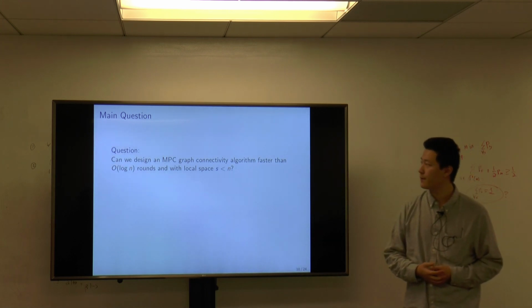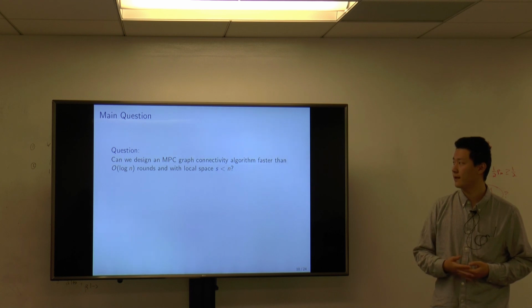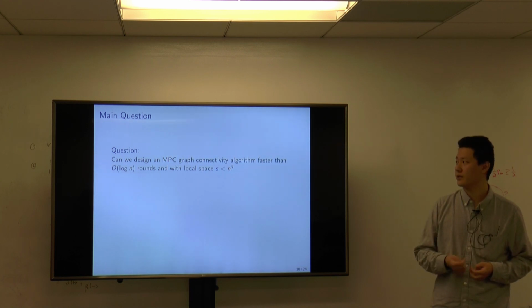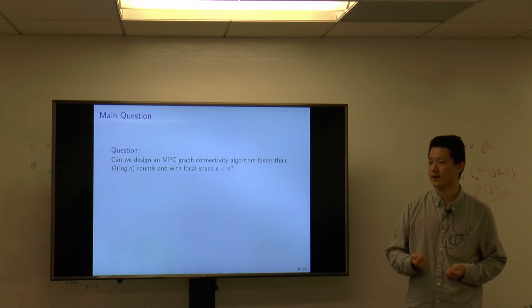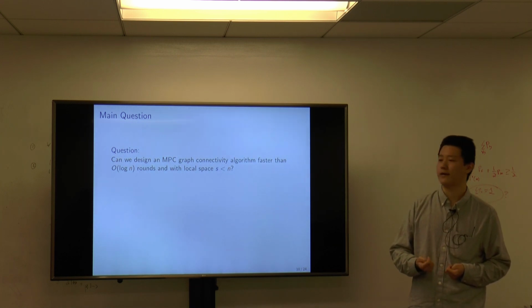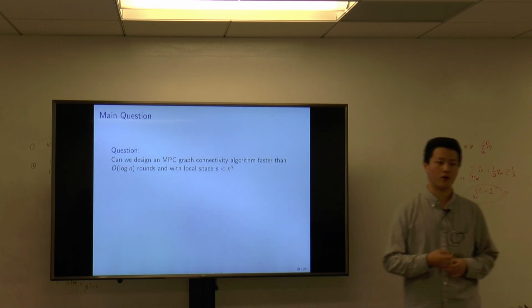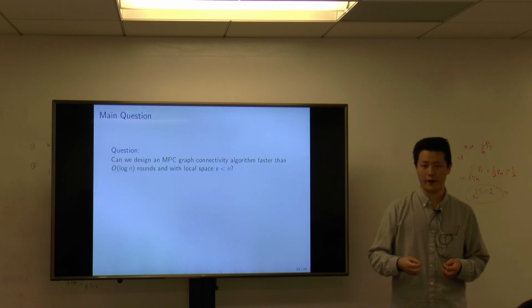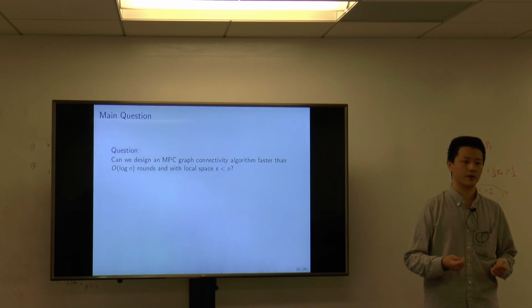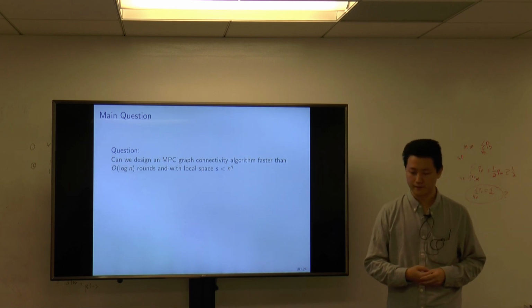Okay, so here is the main question. Can we design an MPC algorithm for graph connectivity which is faster than log n rounds, when the local memory size is less than the number of vertices? Because as I mentioned before, if your local memory size is linear in the number of vertices, then you can do it in a constant number of rounds. So the only interesting case is when the local memory size is much smaller than the number of vertices.